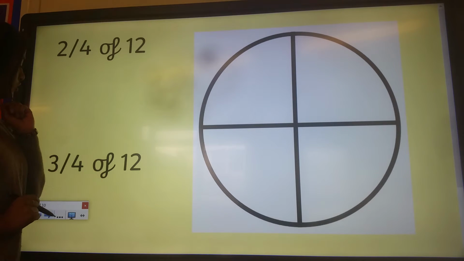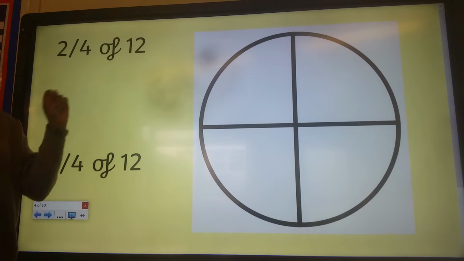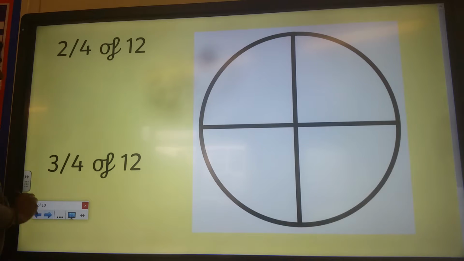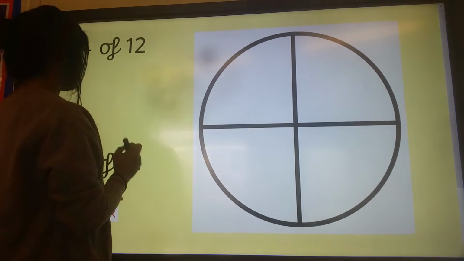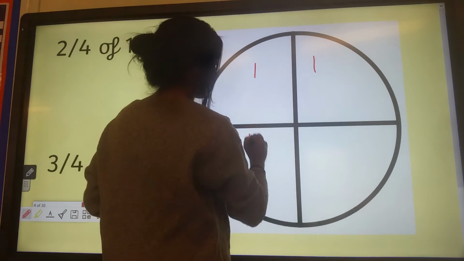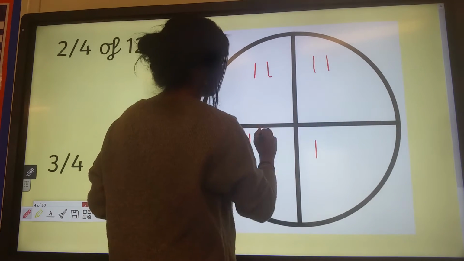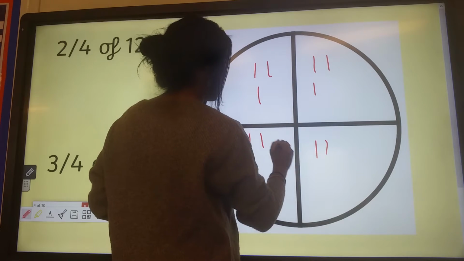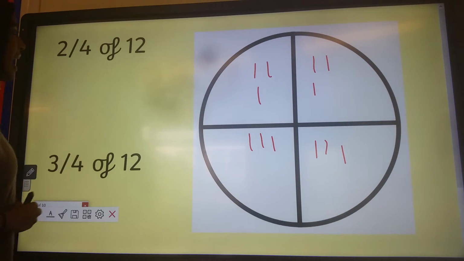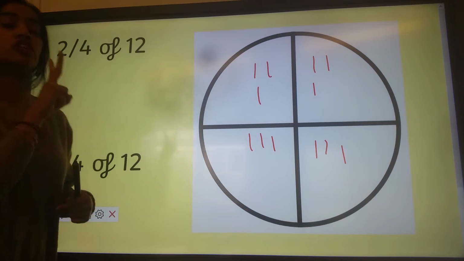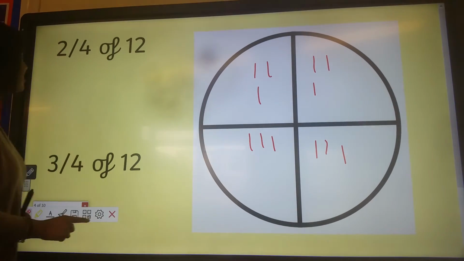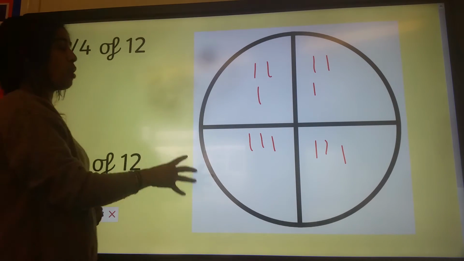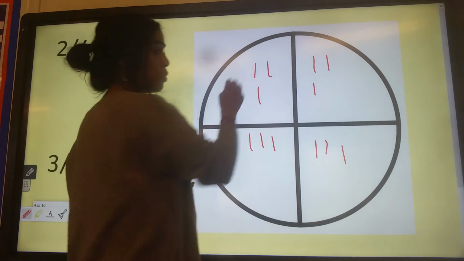So we're going to start off by finding 2 quarters of 12. Firstly, I need to draw my circle, divide it into 4 parts, and count up to 12. 1, 2, 3, 4, 5, 6, 7, 8, 9, 10, 11, 12. But now I need to look at my numerator carefully. It's telling me to find 2 quarters of 12, not 1 quarter where I just count 1 quarter. I need to count 2 quarters.